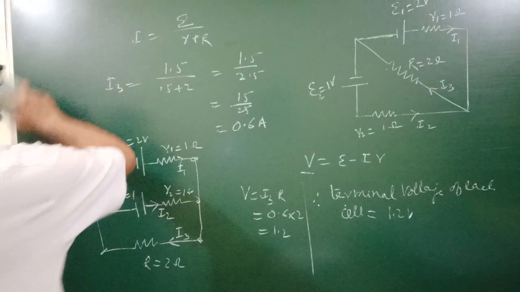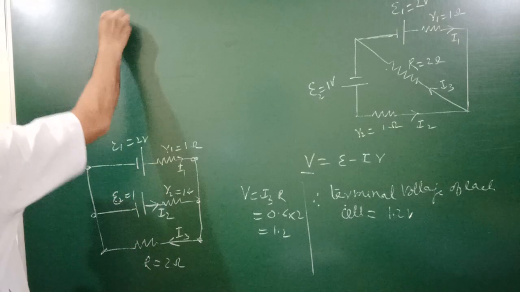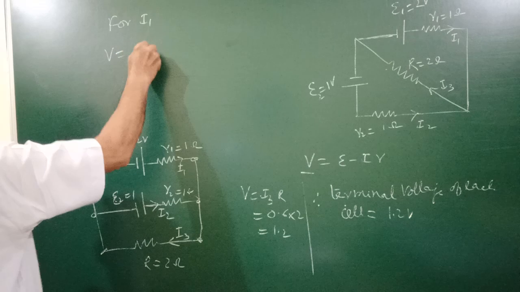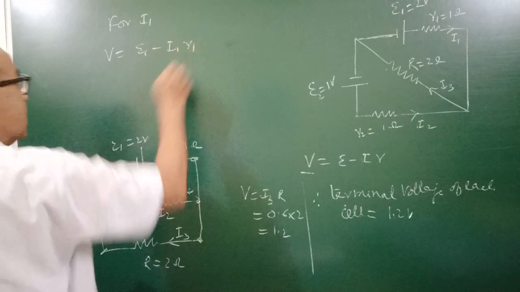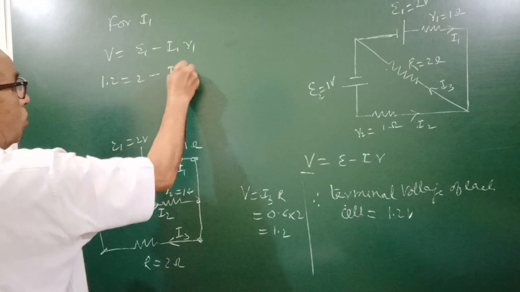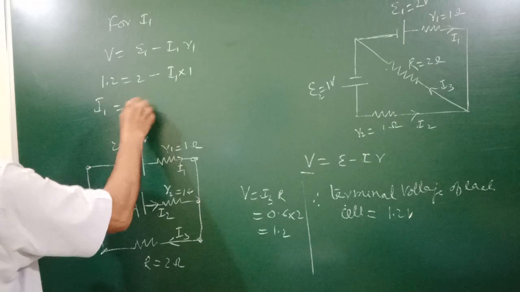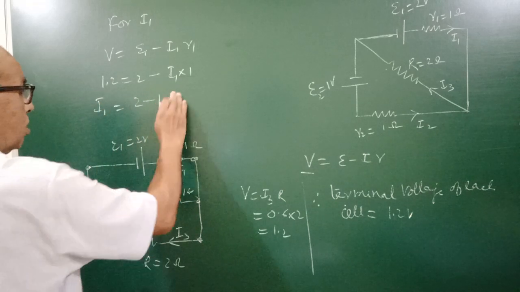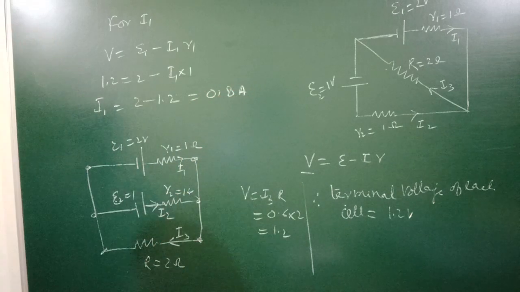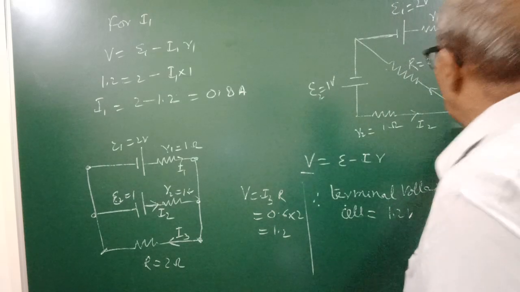Now for I1, V equals E1 minus I1 R1. 1.2 equals 2 minus I1 into 1. So I1 equals 2 minus 1.2. It is 0.8 ampere.